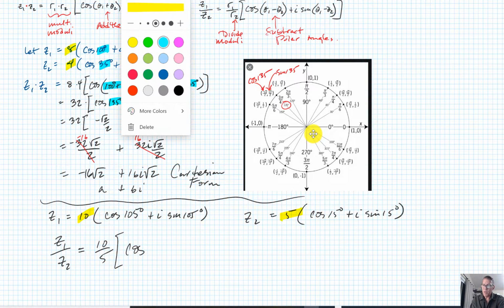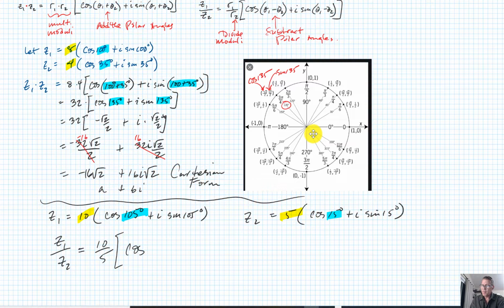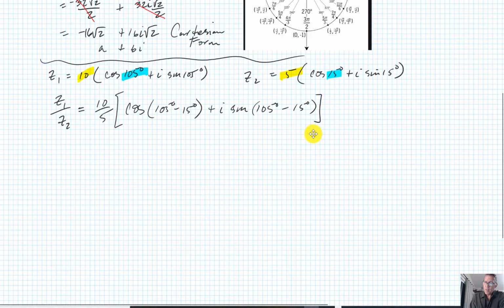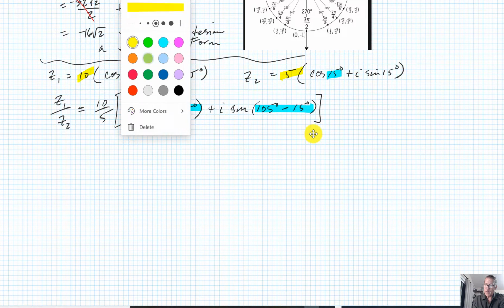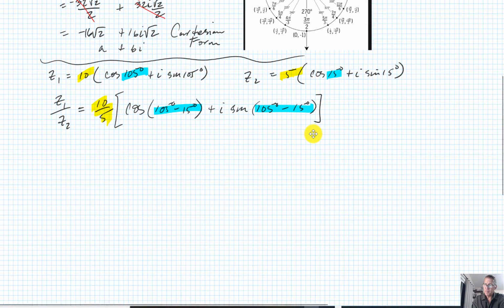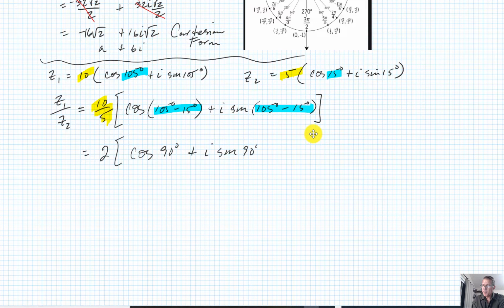They're called polar angles, or the arguments, which are 105 and 15. So you take the cosine of 105 minus 15, plus I times the sine of 105 minus 15. All I did was take the angles, 105 and 15, and subtract them. And then I took the moduli, 10 and 5, and I divided them. That's all I did. So this is equal to 2 times cosine of 90 degrees, 105 minus 15 is obviously 90, plus I times the sine of 90 degrees.